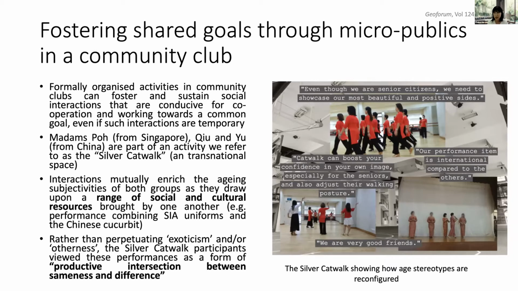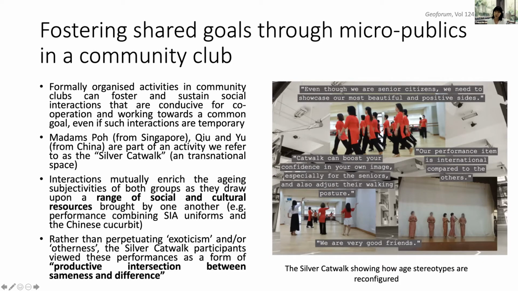As you can see, they're all women, and they're learning how to model, okay, in later life. They feel that it kind of improves their confidence, okay? So you can see from this figure here, we share some of the quotations. So catwalk can boost your own confidence. It boosts your confidence in your own image and also adjusts your walking posture.